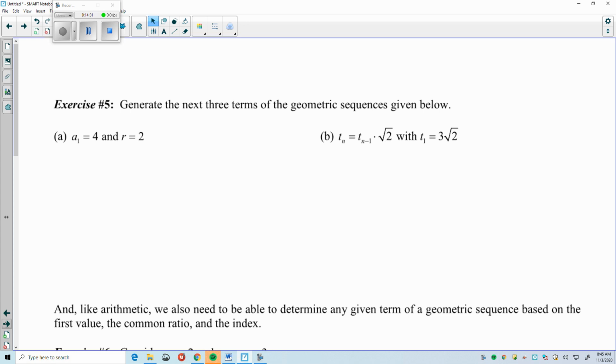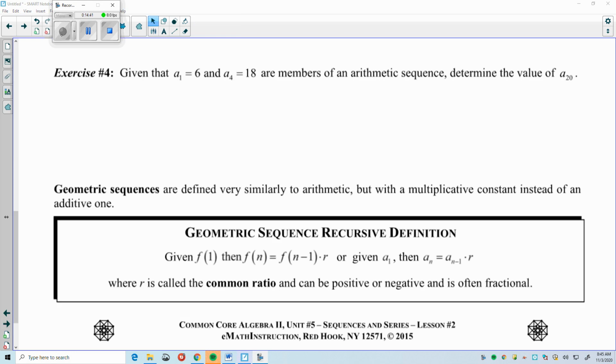Okay, so we are going to take a look then at generating the next 3 terms of the sequence given below. So we have a sub 1 is 6, a sub 4 is 18, and they are all members of an arithmetic sequence. We have to figure out a sub 20. So think about that formula that we had from before. If I know a sub 4, I have to have a sub 1 plus 3 times the difference, 1 less than the term I'm at.